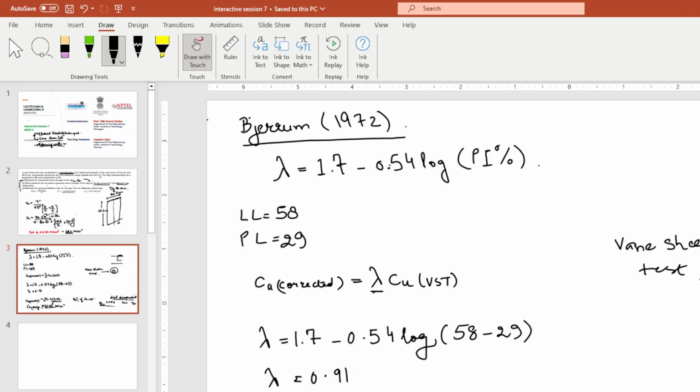91% is this, that you got from here. This is a factor. 0.91 is equivalent to 91 by 100, which is 91%. Lambda is the factor given by Jerome to reduce this CU from vane shear test to design value. This is a factor. It's not a factor of safety, but it is one of the theories.